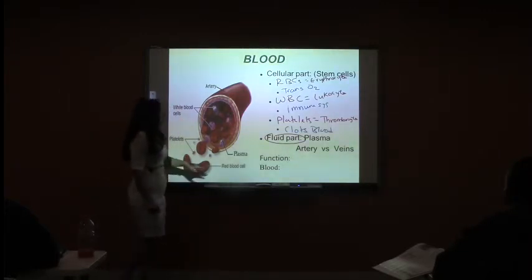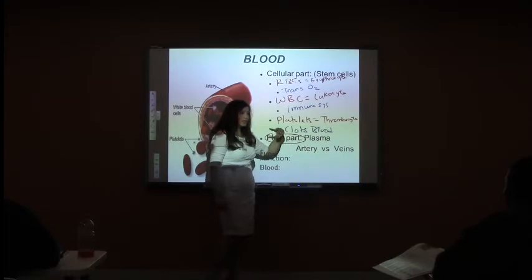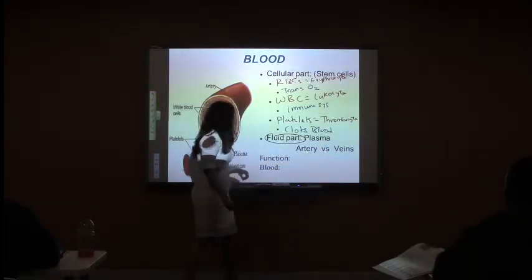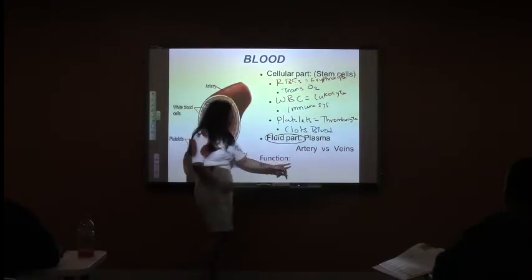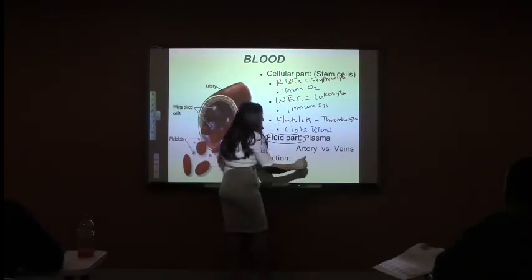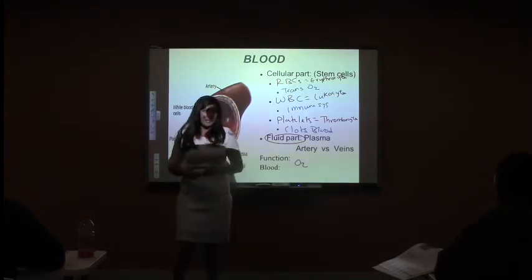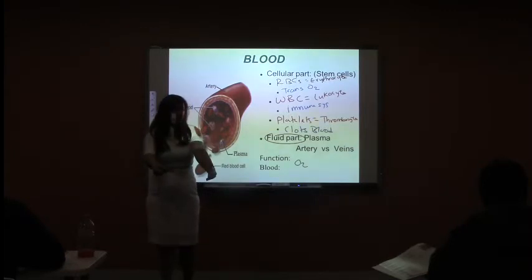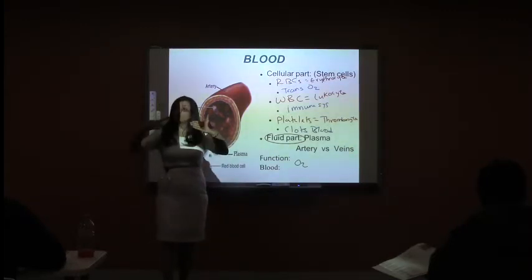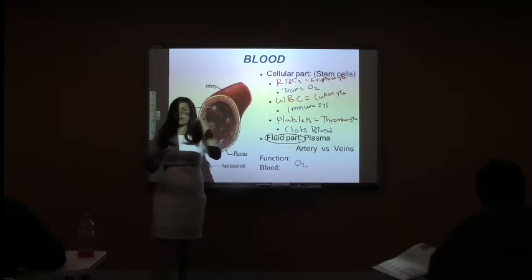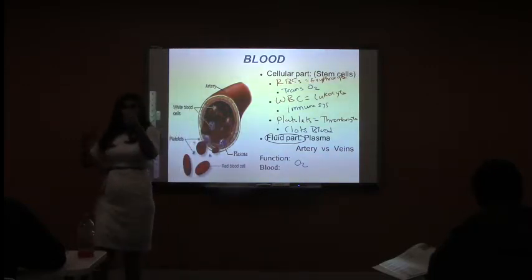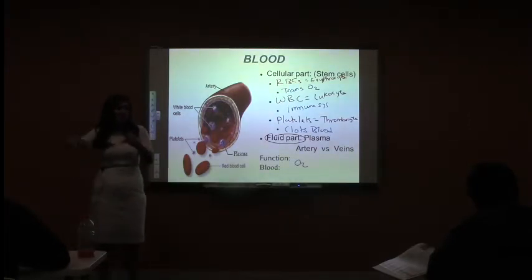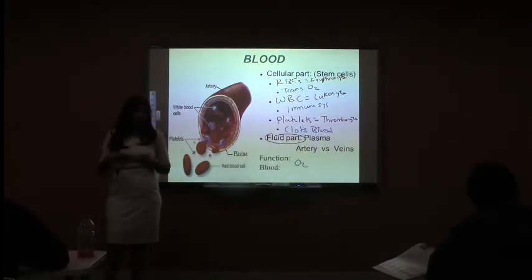Okay? Now, plasma is the fluid part. Okay? Now let's look at the difference between artery and vein. Artery carries oxygenated blood, and veins carry deoxygenated blood. Arteries carry blood away from the heart, veins carry blood to the heart. Does that make sense? So artery, oxygenated blood, takes it away from the heart. Vein contains deoxygenated blood, carries it to the heart. Okay? Make sense?